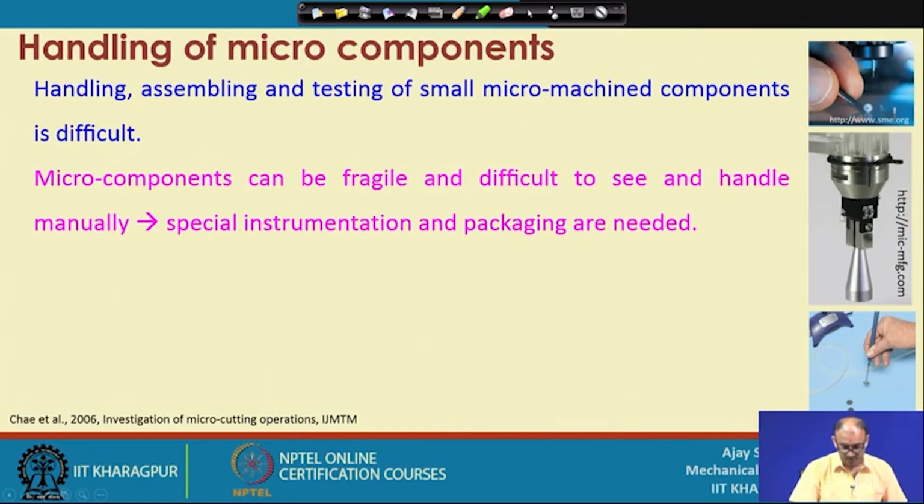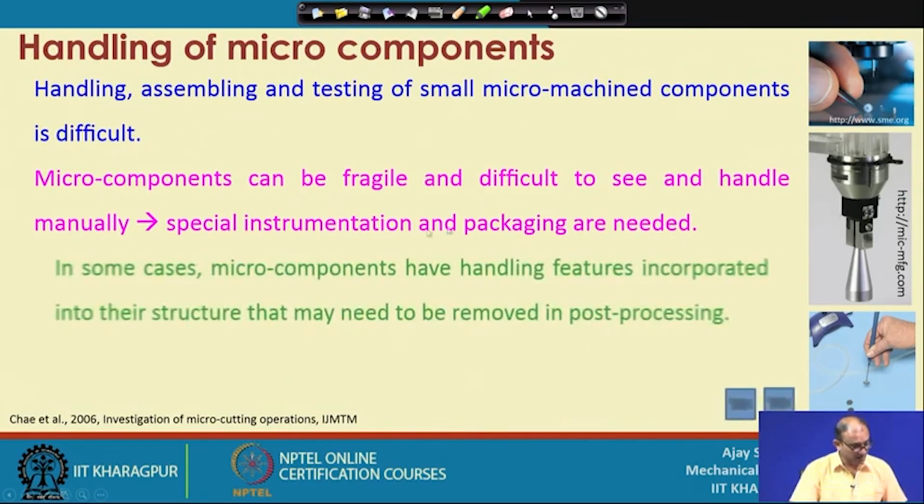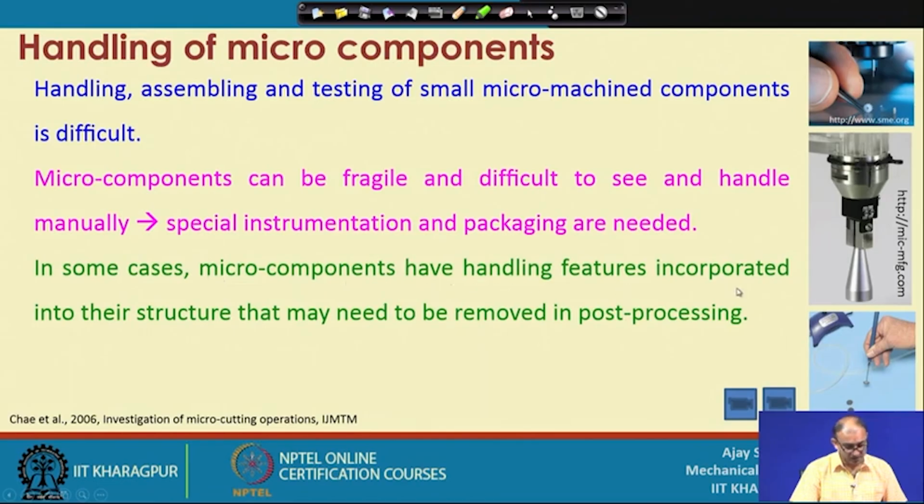So, these are some of the ways of handling these components, and in some cases the micro components have handling features incorporated into their structure that may need to be removed in the post processing. So, this is similar to adding additional material for the burr removal process. So, you add some extra material, and that material will be helpful. Suppose, when you are doing casting or molding of plastic, consider this particular gear. Let me draw it, something like this, and the hole is at the center.